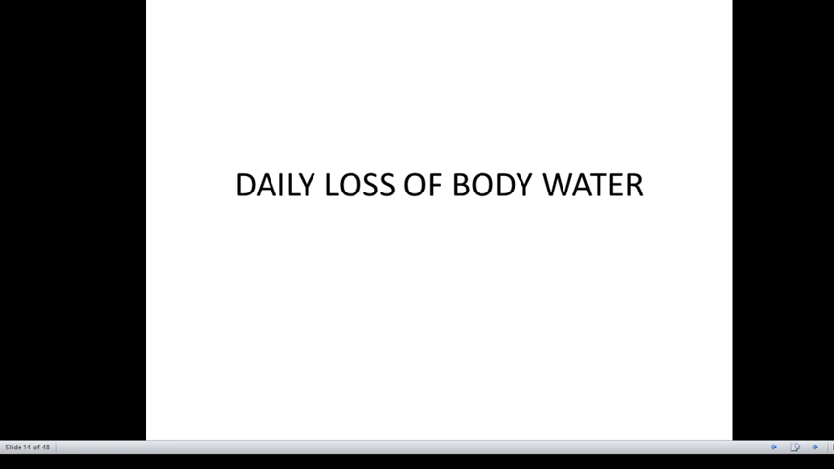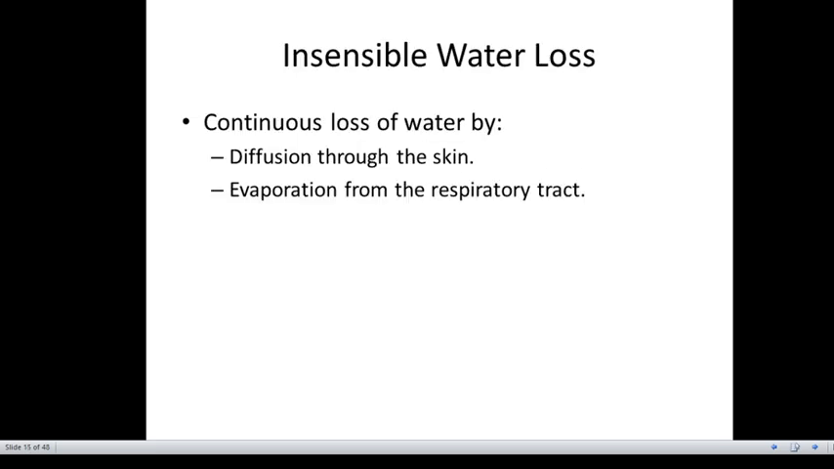Now let's have a look at the daily loss of body water. The insensible water loss. This includes continuous loss of water by diffusion through the skin and evaporation from the respiratory tract. It is called insensible because we are not aware of it.